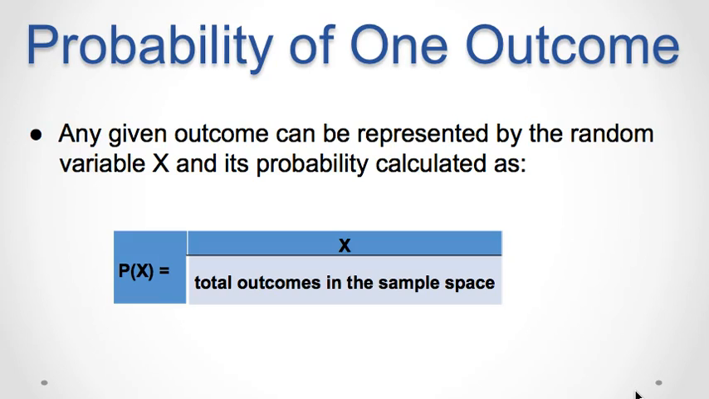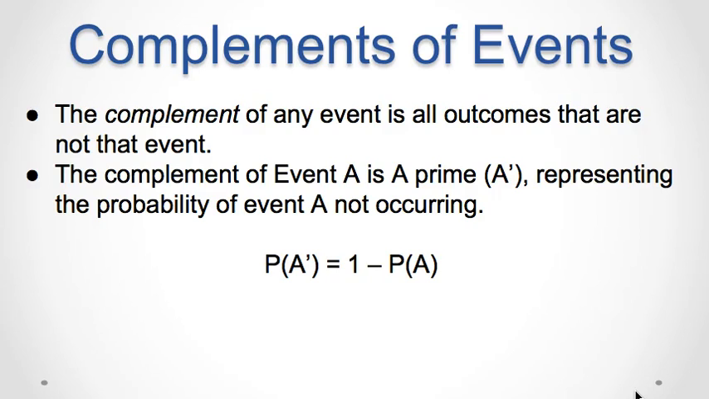The probability of one outcome X is calculated as X divided by the total outcomes in the sample space. One last definition for this video lecture is the complements of events. The complement of any event is all outcomes that are not that event. The complement of event A is A prime, representing the probability of A not occurring. So the probability of A prime is equal to 1 minus the probability of A.